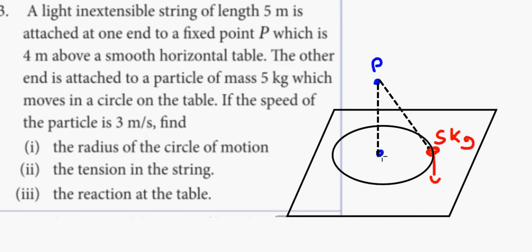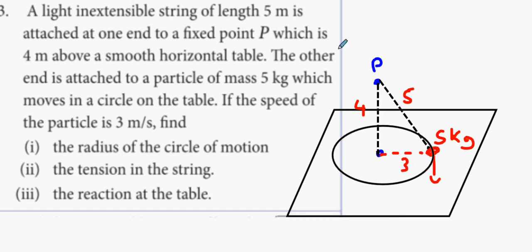Now, okay, so we know that this is 4. We know that this is 5. I think we'll be able to do Pythagoras' theorem to find out the radius of the circle, won't we? So everybody knows it's a 3, 4, 5 triangle. Okay, so you get the 3.